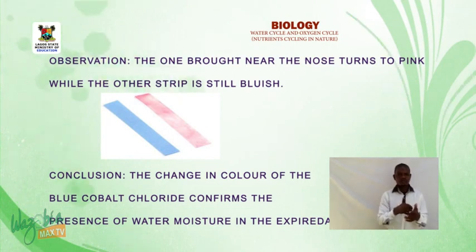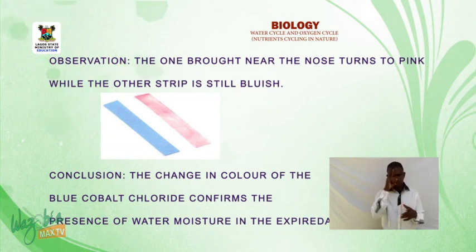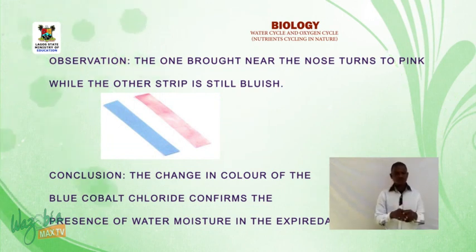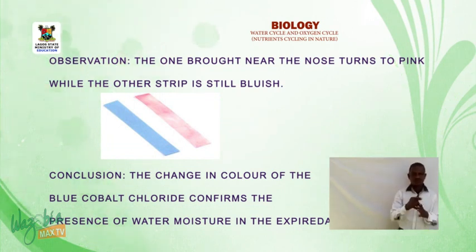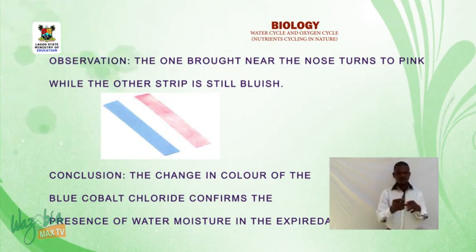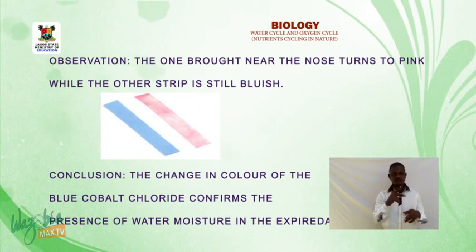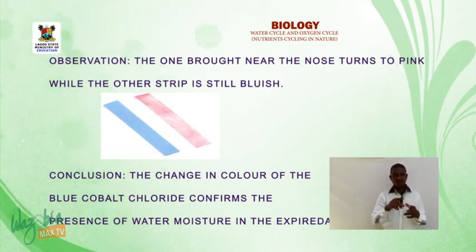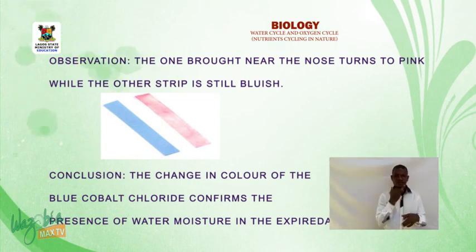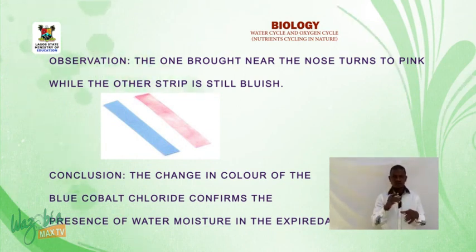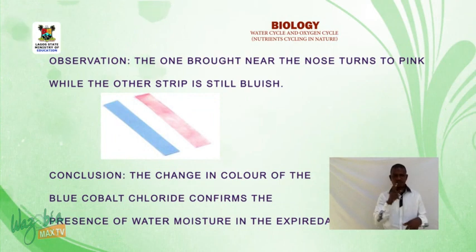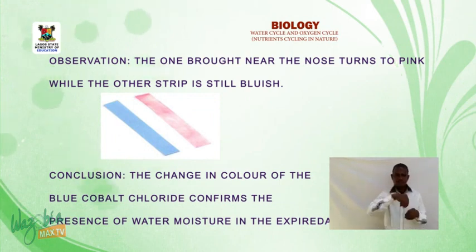Note your observation. Observation: the one brought near the nose turns to pink, while the other strip is still bluish. Conclusion from this experiment: the change in color of the blue cobalt chloride confirms the presence of water moisture in the expired air.